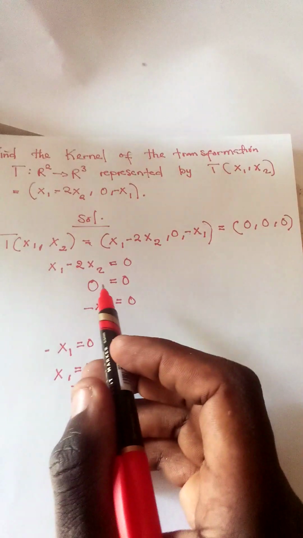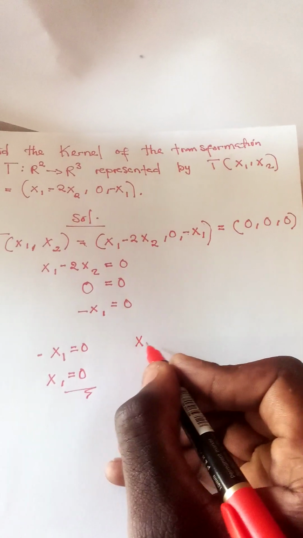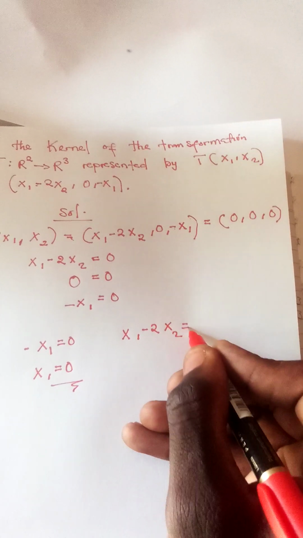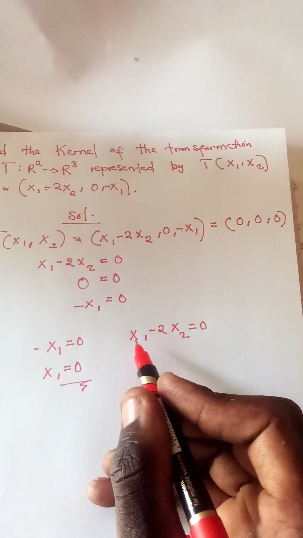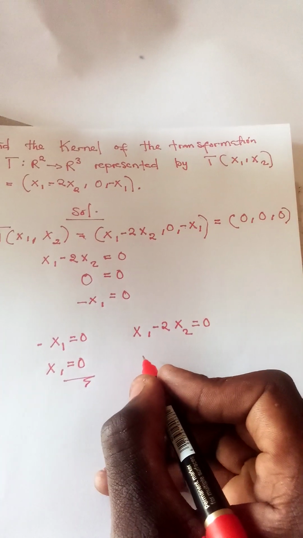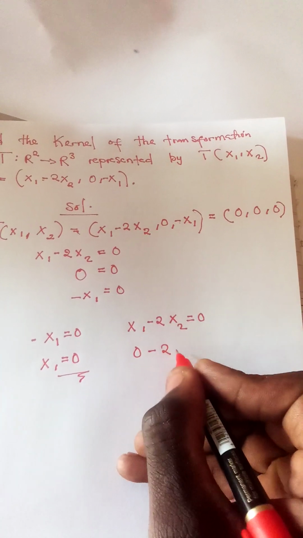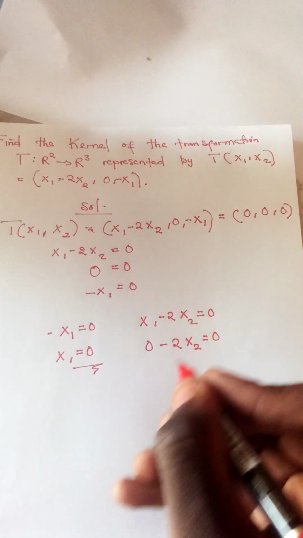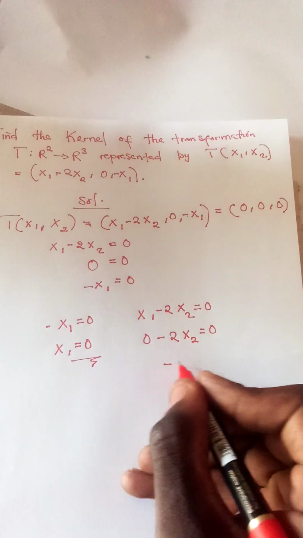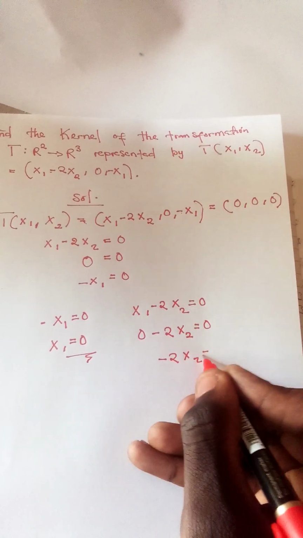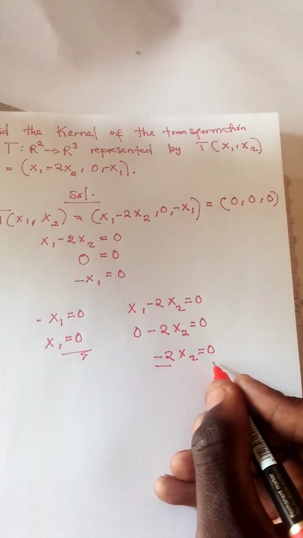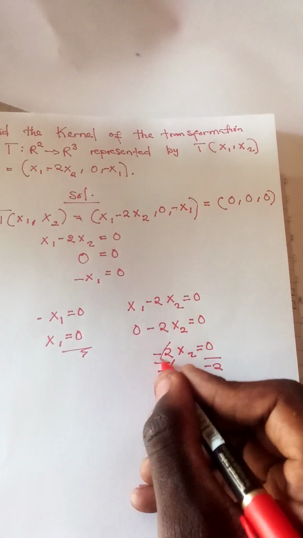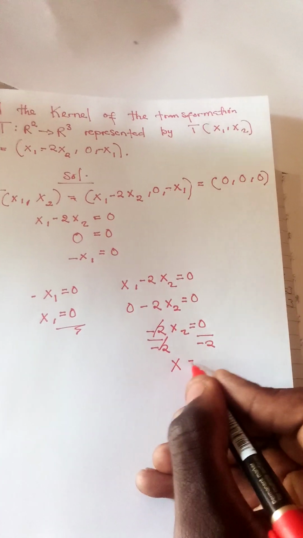Then you go to find the x2. So you say if x1 minus 2 x2 equals 0, you know what x1 is. So x1 is 0, minus 2x2 should be equal to 0. From there, you just divide to say negative 2 x2 equals 0. So you divide throughout by negative 2, negative 2. So your x2 equals 0.